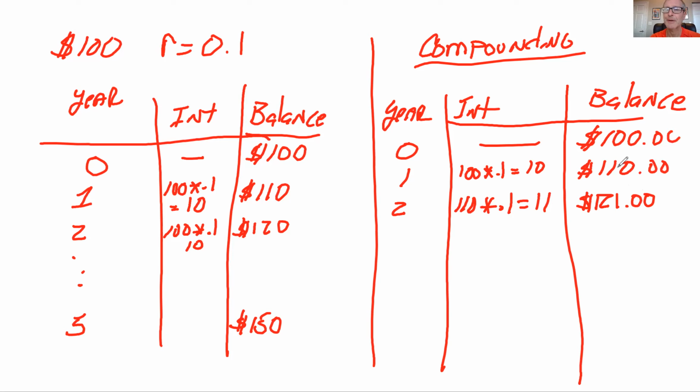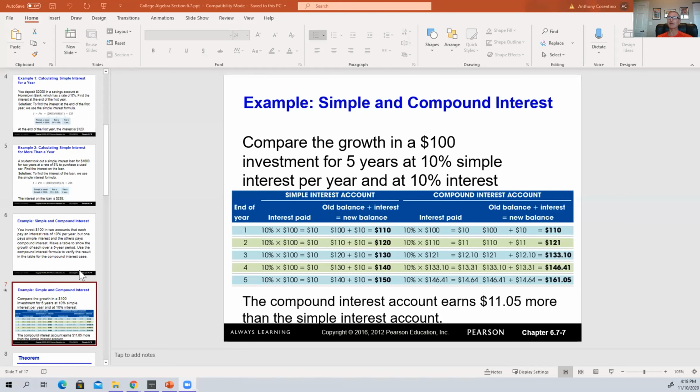And so if you kept going down to year 5, you would end up with $161.05. So you can see that you have $11.05 more interest at the end of 5 years. And the longer that you keep the money in there, the more the compounding has a significant impact on the overall principal you would have at the end. And so here's the table that I was talking about.